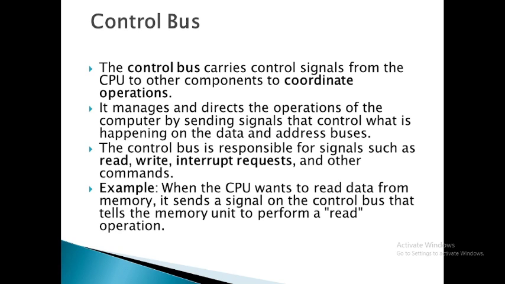Then we have the third type of bus, known as the control bus, which carries control signals from the CPU to other components in order to coordinate the operations of the computer system. This control bus is responsible for signals, for example, read, write signals, interrupt request signals, among others.